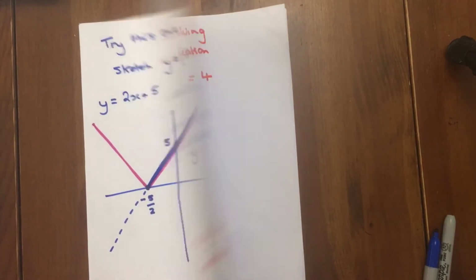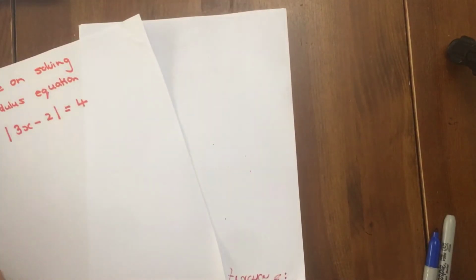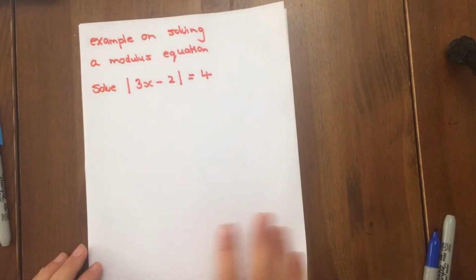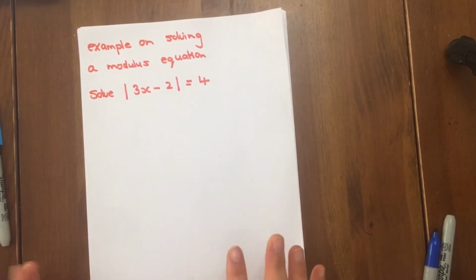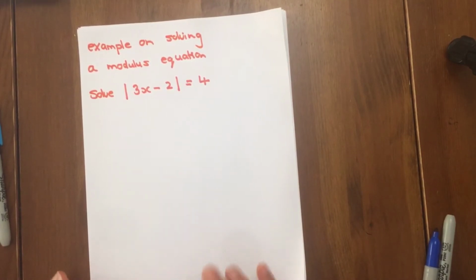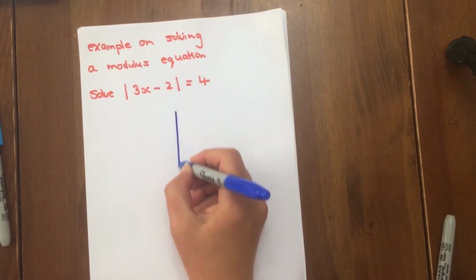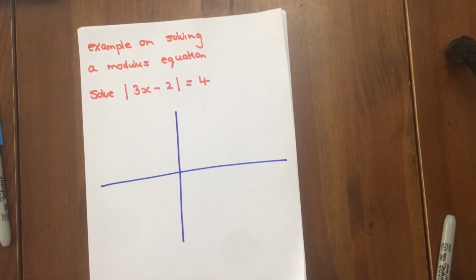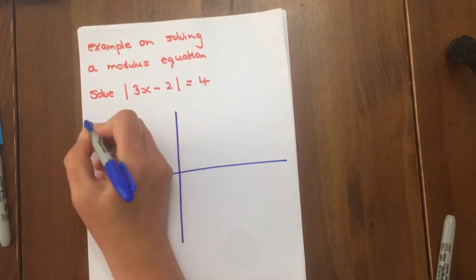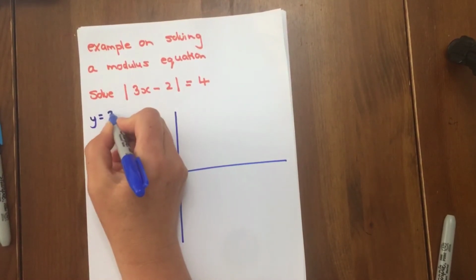Right, next part. Now we're going to look at solving equations with a modulus sign. So if I was to solve 3x minus 2, the modulus of that equals 4. Let's see what happens on a graph. So let's plot y equals 3x minus 2. First of all, let's think about this graph here.